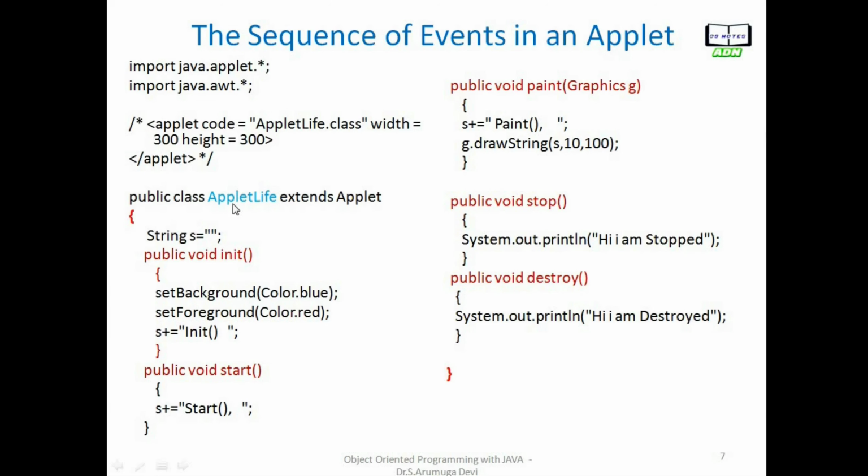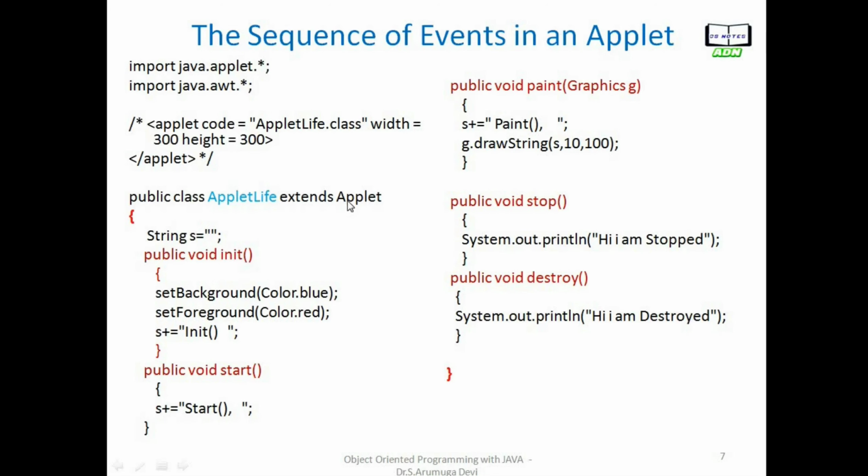This file must be saved with the name appletlife.java. After successful compilation, you will get appletlife.class. The applet tag contains many parameters, but for simplicity I have specified only the code, appletlife.class, with the height and width of the applet. This must be embedded within the Java code, and the class that extends Applet must be declared public, and we are going to override the inbuilt init and start methods.